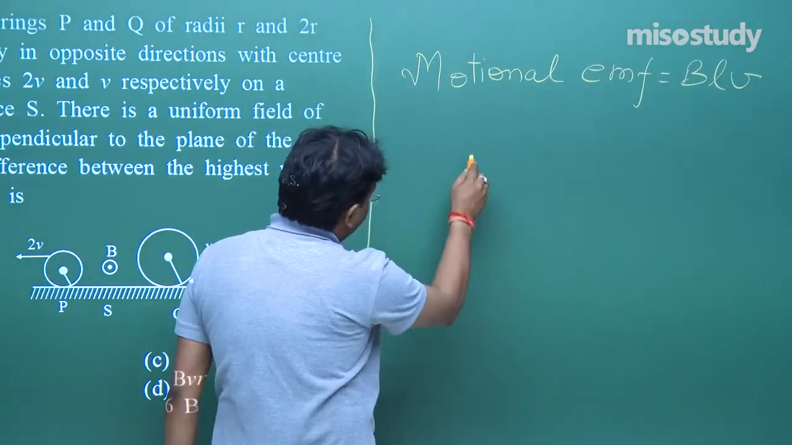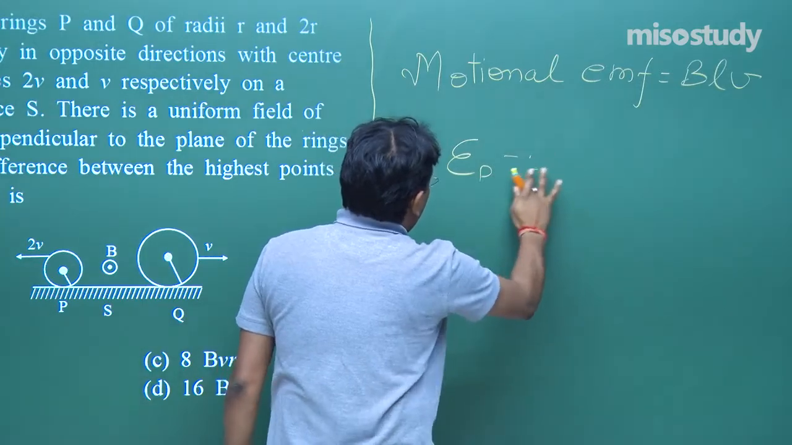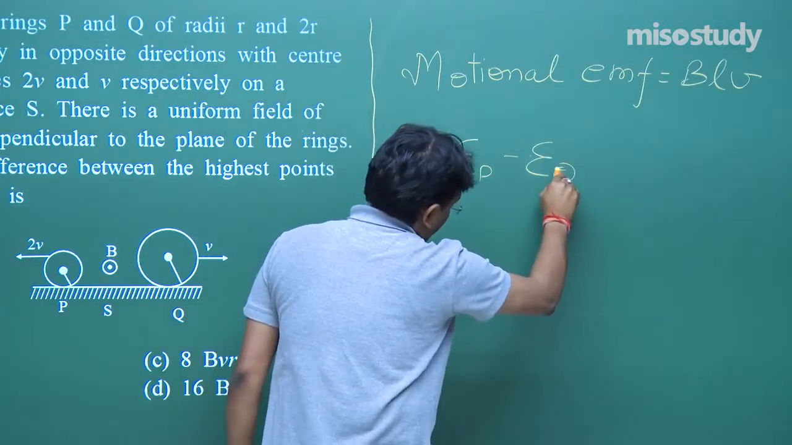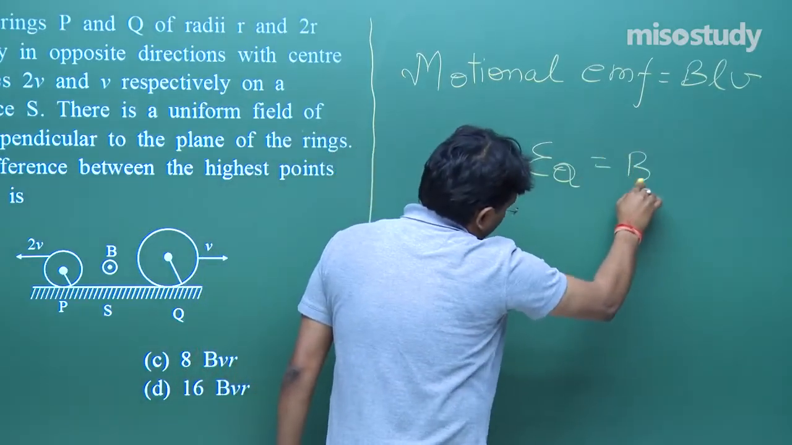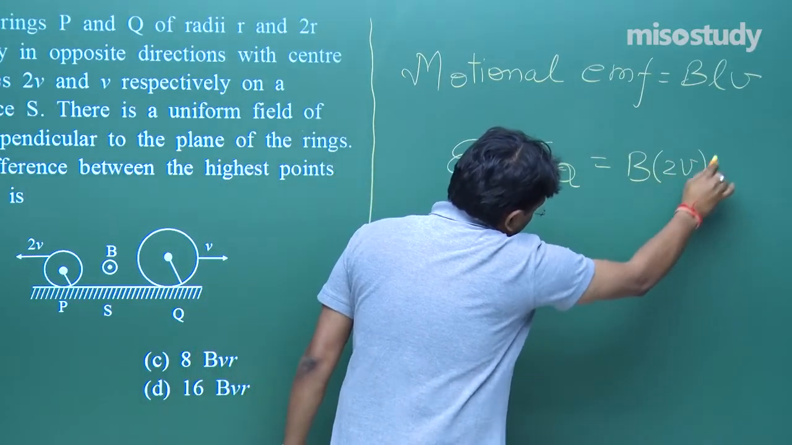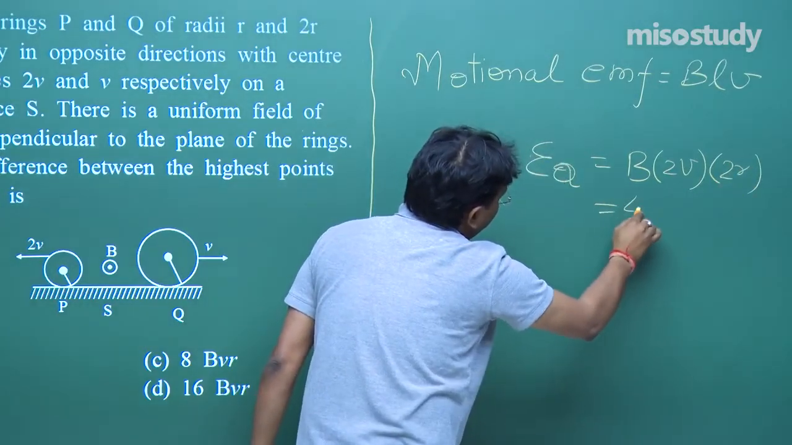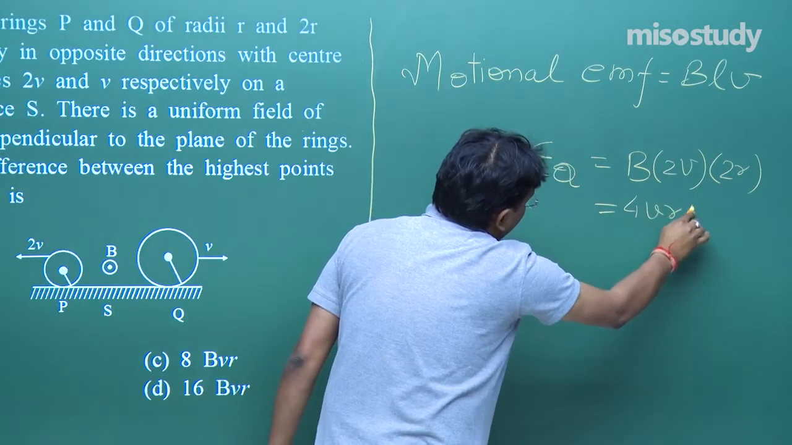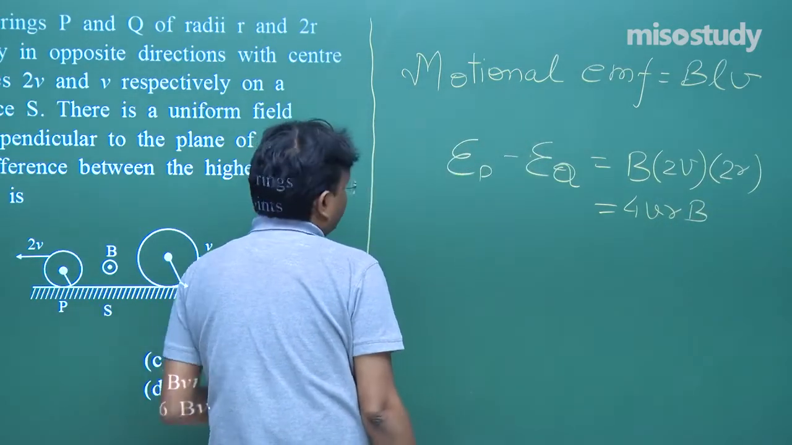Fine. So EP minus EQ. Okay, no problem, I hope. That is B into 2V into 2R. It will give you 4BRV. Fine, this is situation number 1, the initial situation.